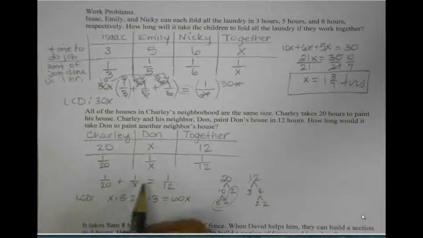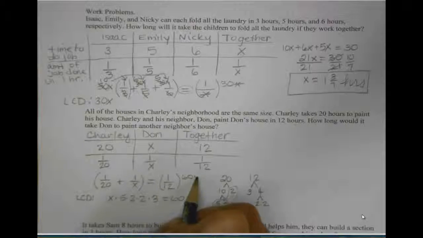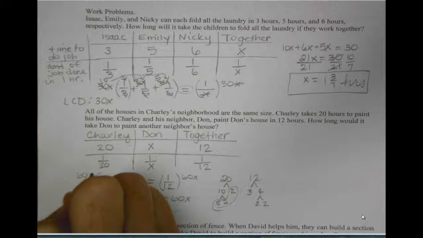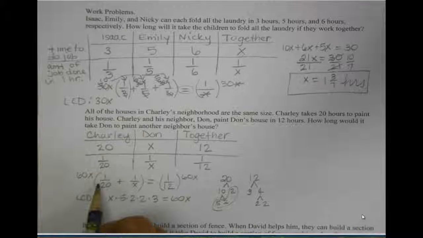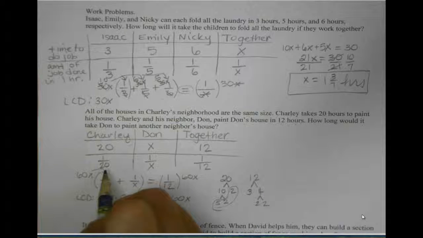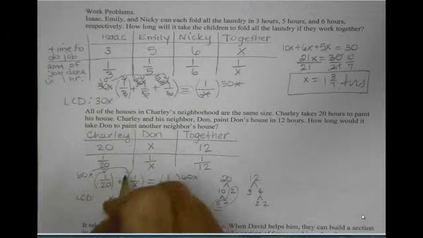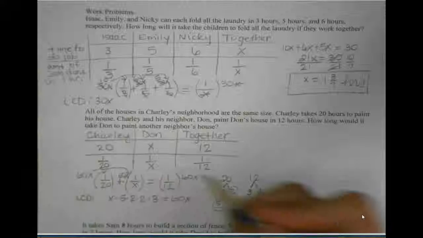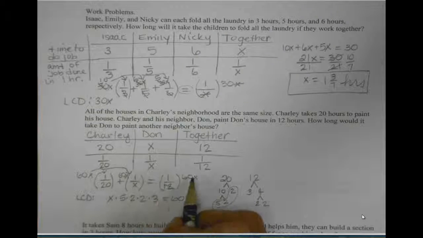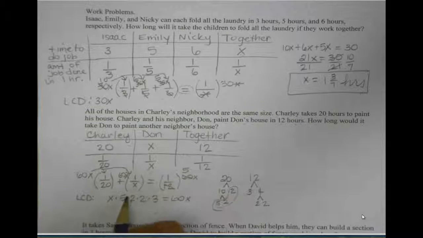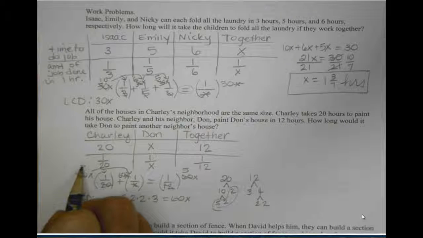And remember, I want to multiply both sides by that 60x. And on the right hand side, I'm just multiplying. On the left hand side, I need to distribute to the two terms I have there, which means that each term is going to get a 60x multiplied by it. And then I can reduce. So 12 goes into 60 5 times. X and x reduce. 20 goes into 60 3 times.